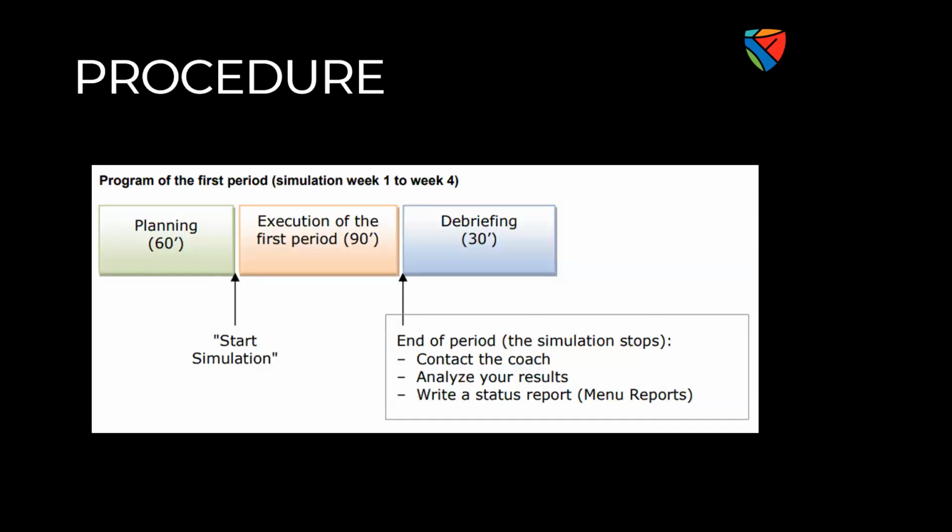The procedure is planning, about 60 minutes. You will have execution for the first period, 90 minutes, and debriefing, 30 minutes. At the end of the period, the simulation stops. You have to contact the coach, analyze the results, and write a status report. So I will show you a demo of Simultrain, and I'll show the YouTube link as well. Whenever you have time, you can see that. And we are going to have some assignments based on Simultrain.